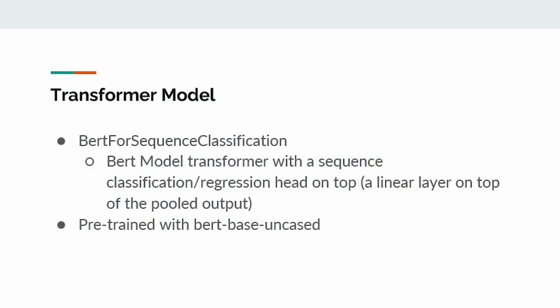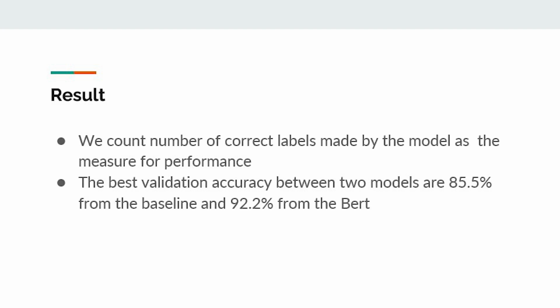The transformer model we use from Hugging Face is BERT for sequence classification, which is a transformer with a classification head added on top, and we pre-trained with BERT-base-cased. For the results, we count the correct labels made by the models as a measure of performance. The best validation accuracy between the 2 models is 85.5% for the baseline and 92.2% for the BERT model.